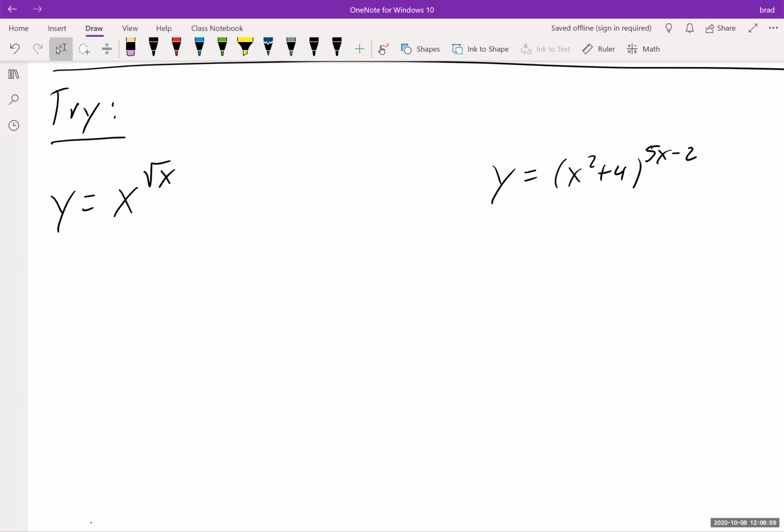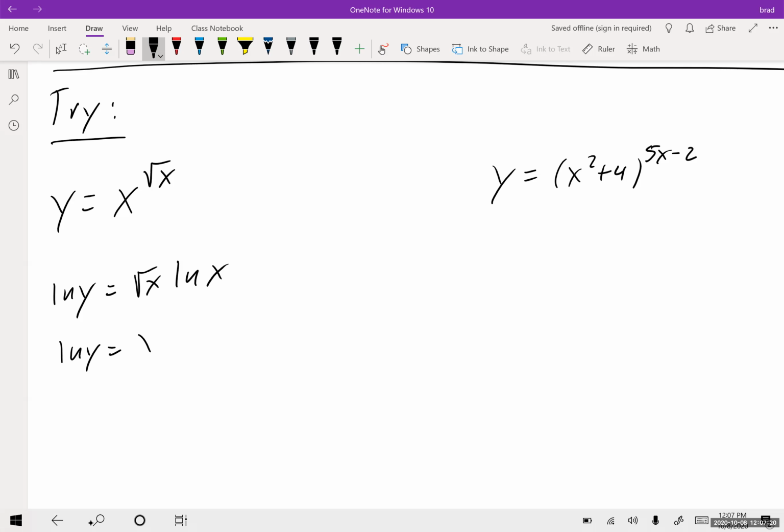All right, so you should have had natural log of y equals the square root of x times the natural log of x. I skipped a step because I know I'm going to take the natural log and then move the square root of x to the front. So now this becomes ln of y equals x to the 1/2 times the ln of x. I always like to rewrite radicals as exponents.